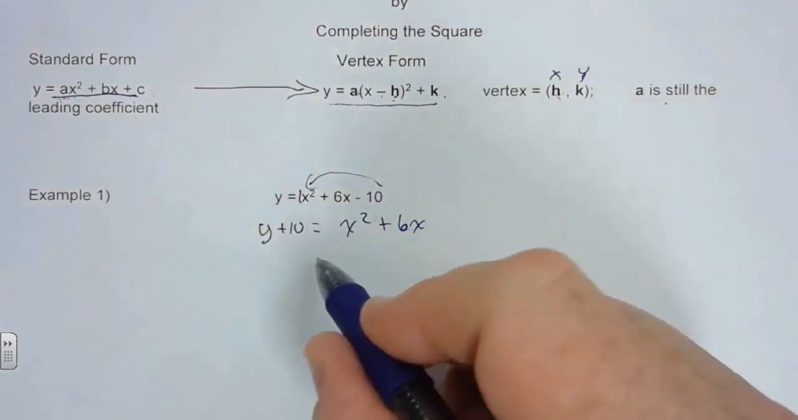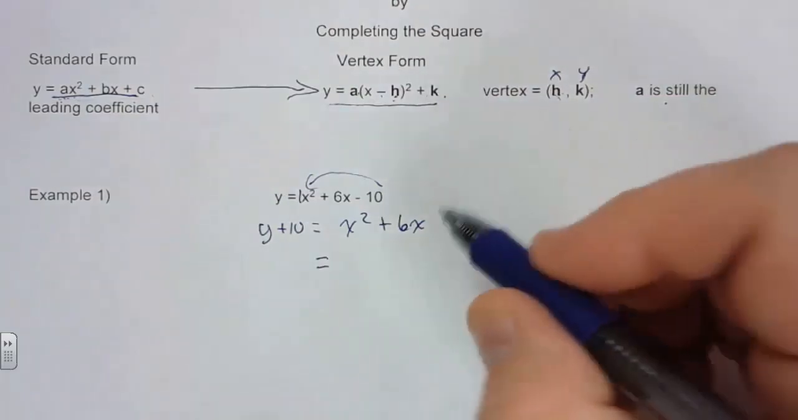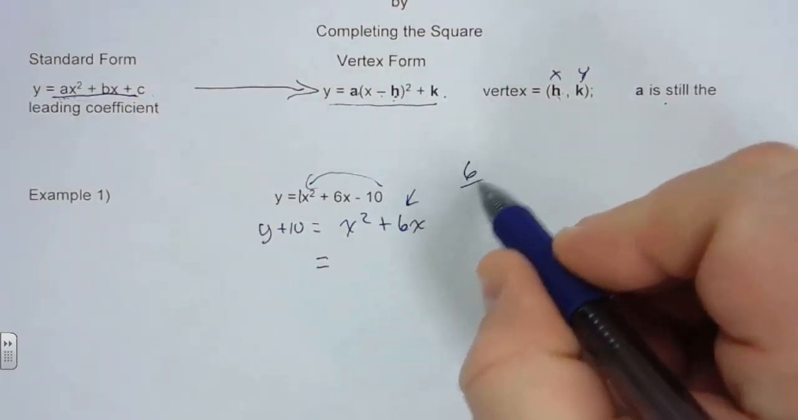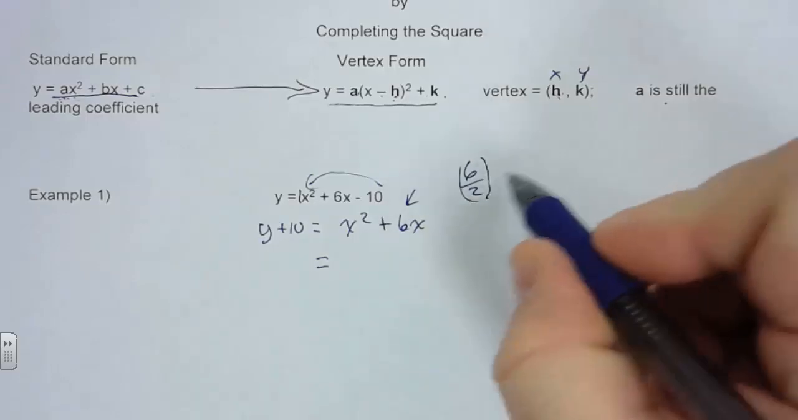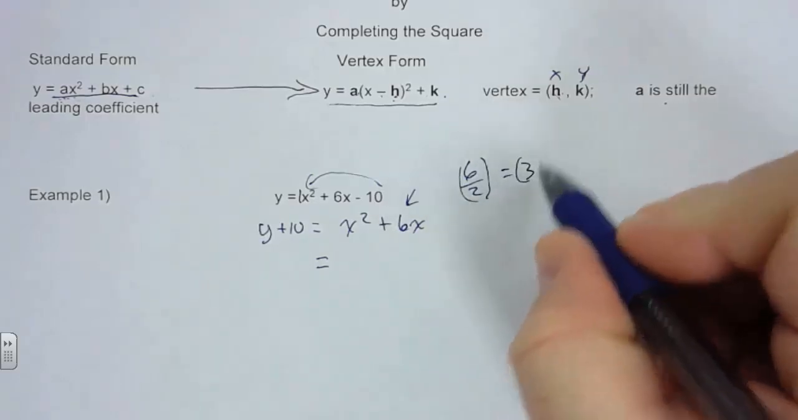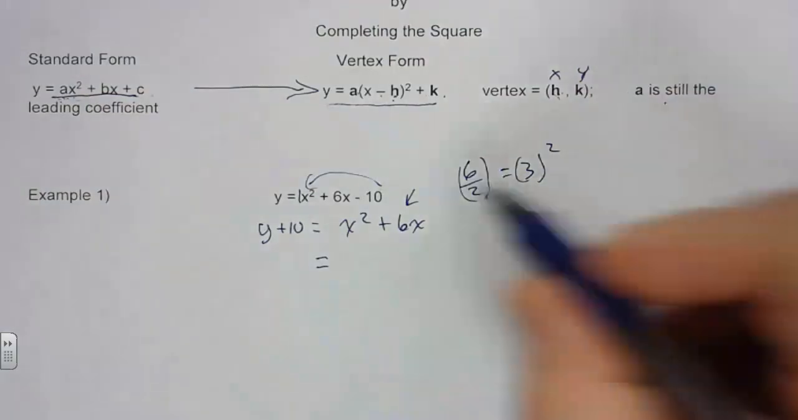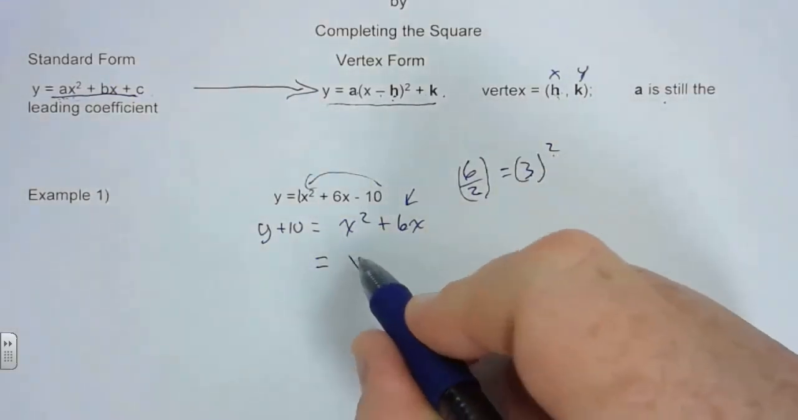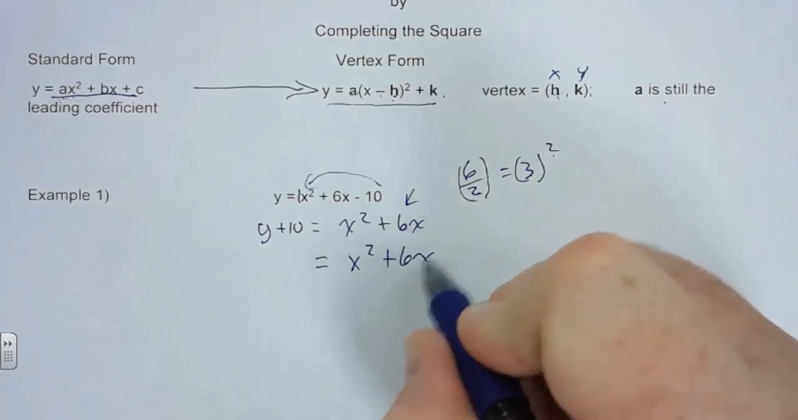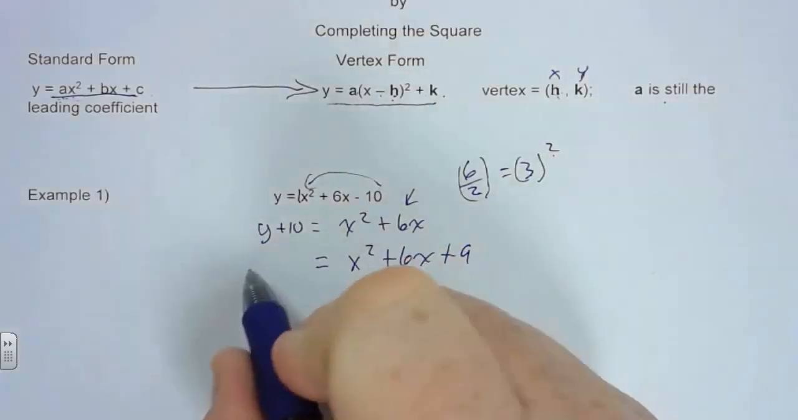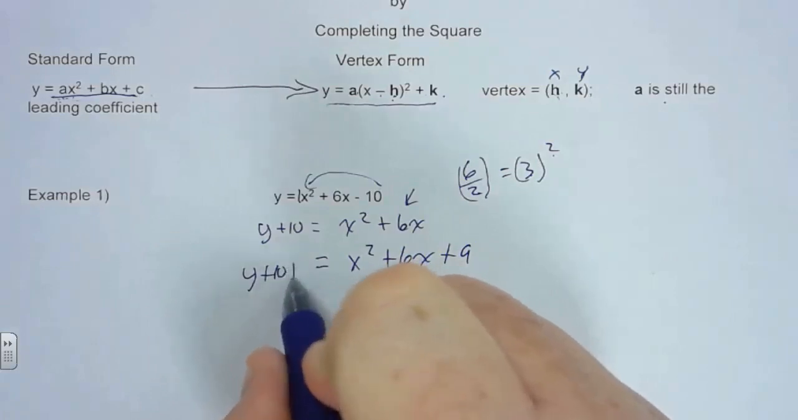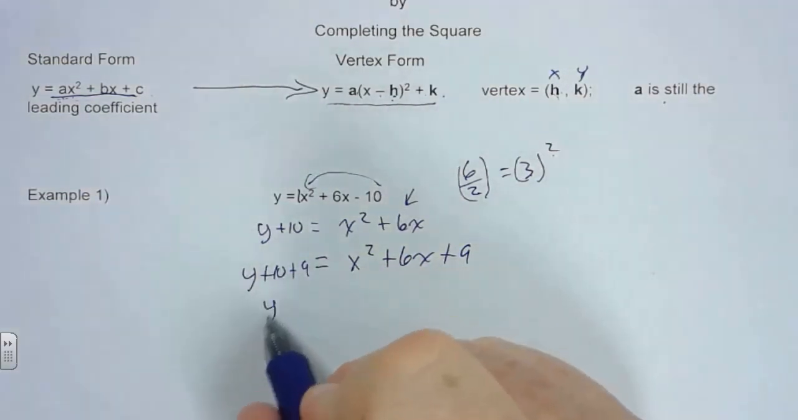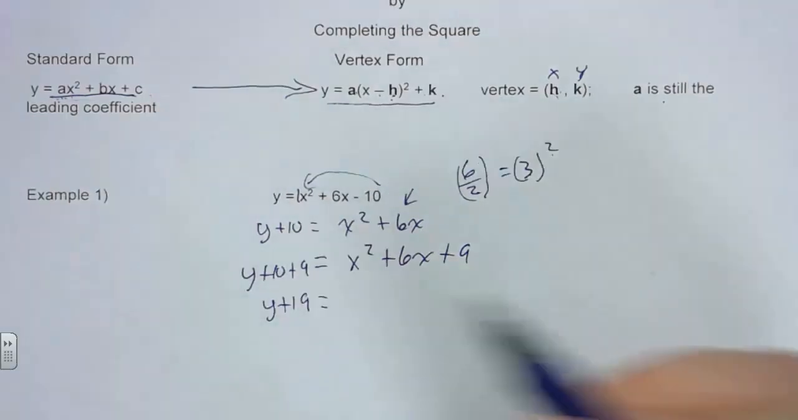Now the next step is where we actually complete the square. What we're making is a perfect square trinomial. We take this middle term right here, we take half of it, and that's going to give us 3, and then we're going to square it. So 6 divided by 2 is 3, 3 squared is 9, and we're going to add that 9 to both sides of our problem. So y plus 10 plus 9. Okay, so this side right here then becomes y plus 19.